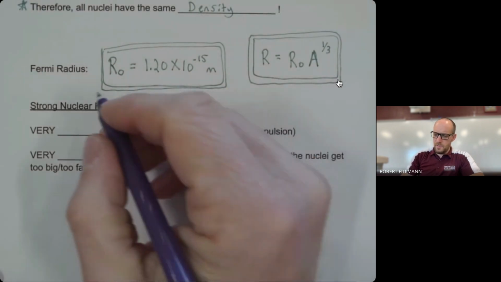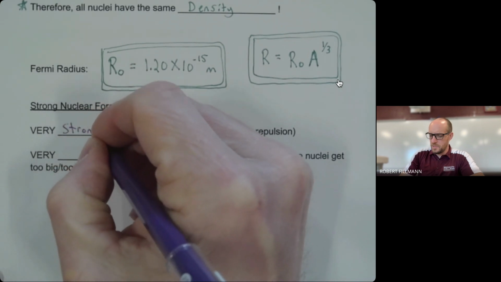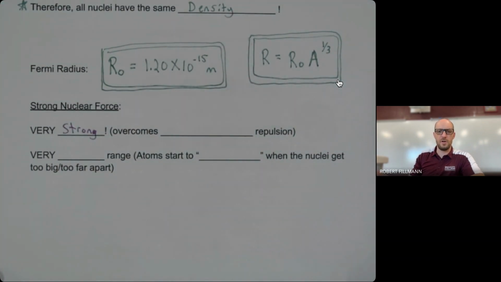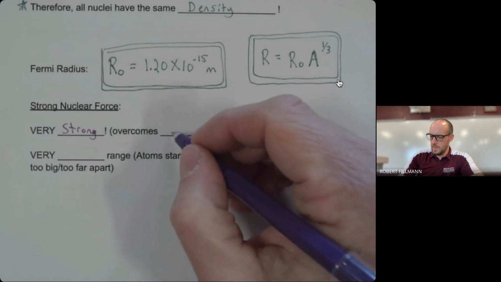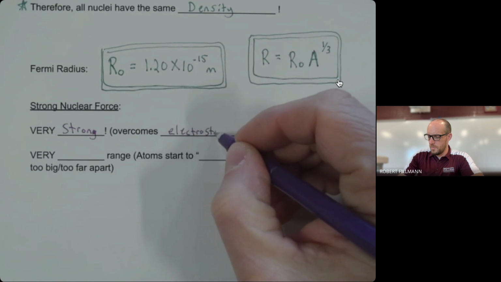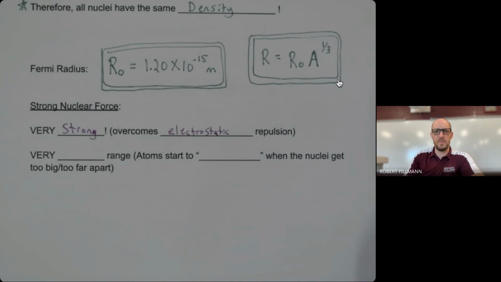So let's talk a little bit about the strong nuclear force. And I'm sure it'll come as a big shock to you that it is a very strong force. It is the strongest of all of the forces. It has the largest magnitude. It overcomes certainly electrostatic repulsion. Otherwise, atomic nuclei could not exist. A bunch of positively charged objects would not stick together without a force that was stronger than that.